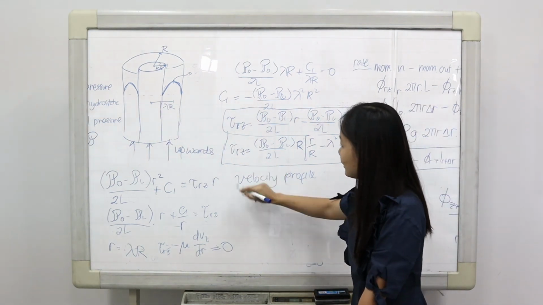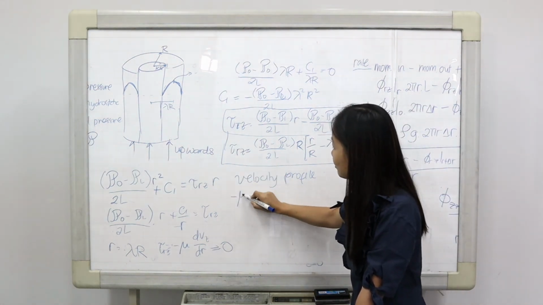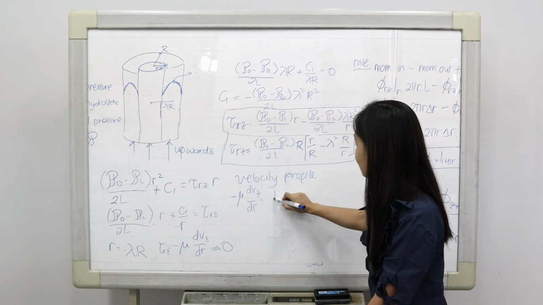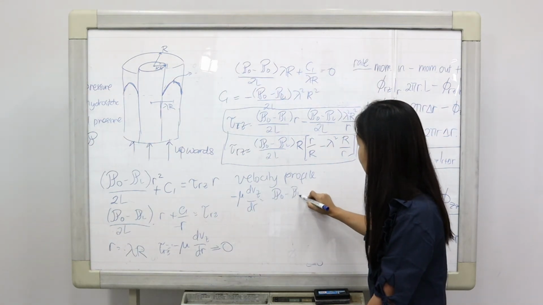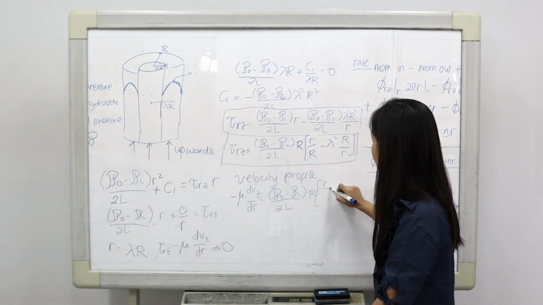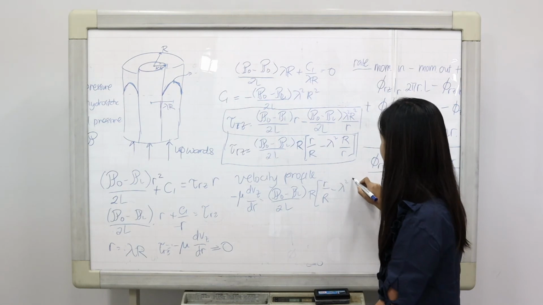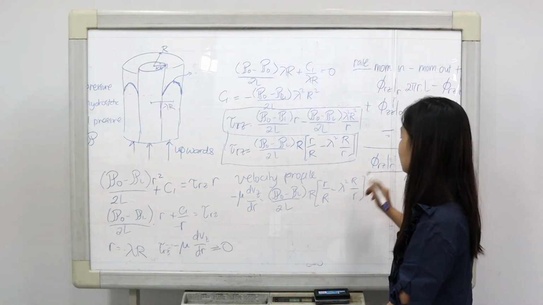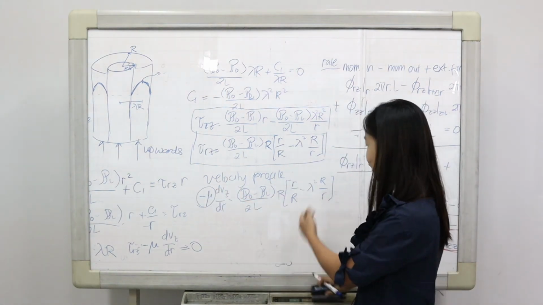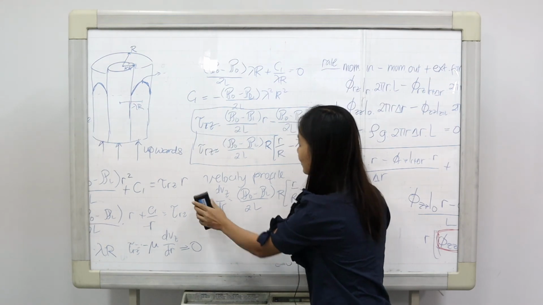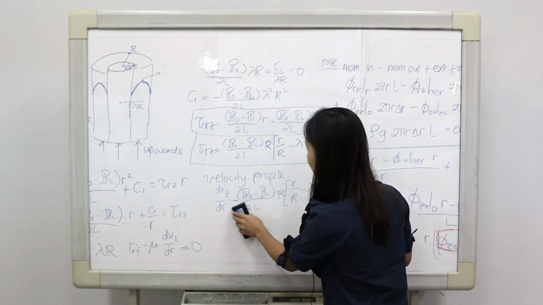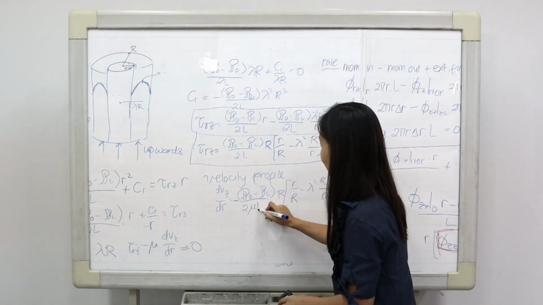Basically, just replace the tau rz with minus mu dvz over dr, and write the rest divided by 2L, r divided by R minus lambda square, the capital R divided by r. Then you move the minus mu over here, which gives you minus here and mu here, or maybe put it to mu L.